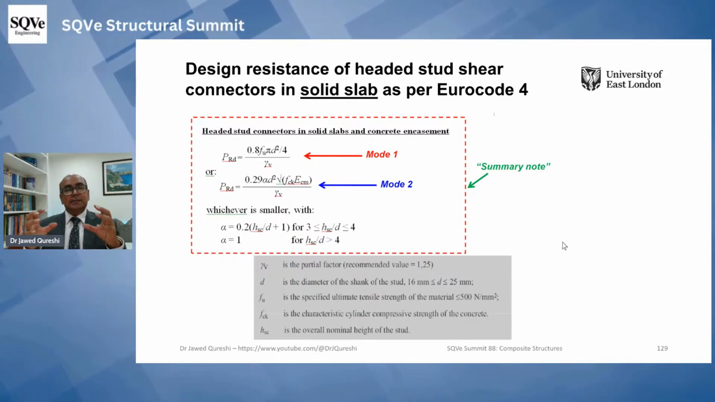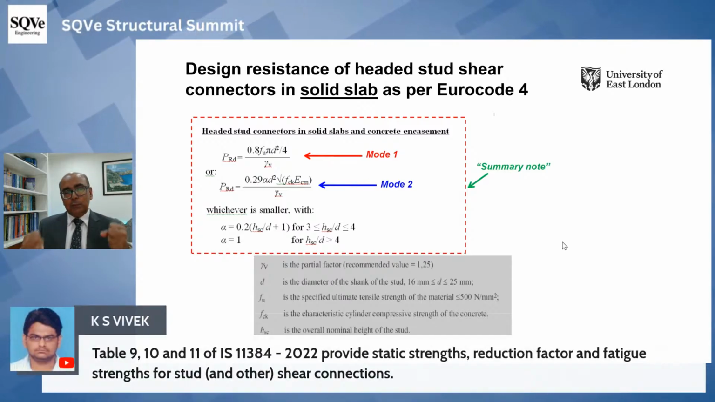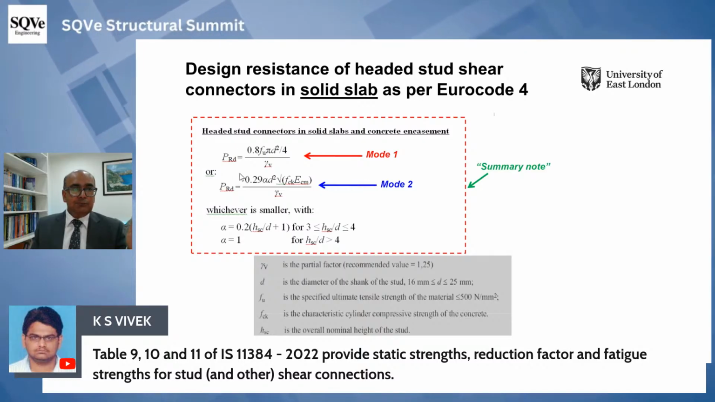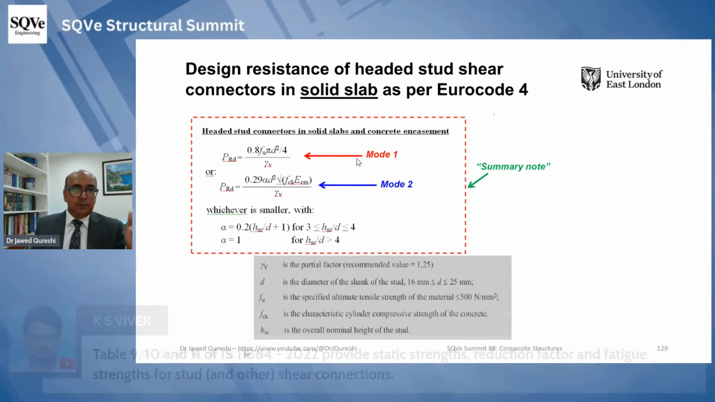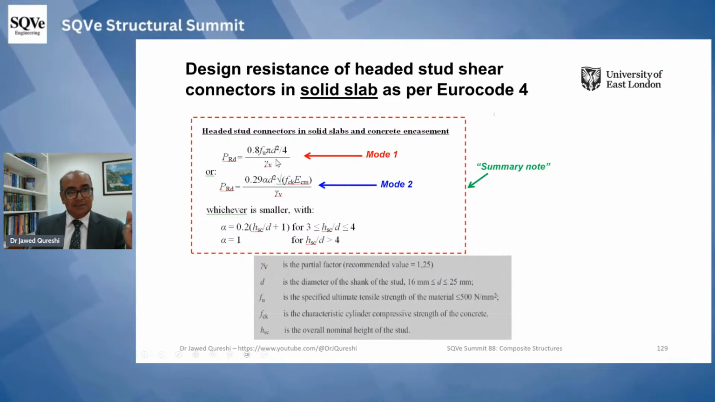Understand that once we have these failure modes, we can relate them to design formulas. Here, the first formula, PRD, is for mode 1, which means the steel is failing. Here, FU is the ultimate strength of the shear stud, and D is the diameter of the shear stud. It is just valid for headed round shear studs, not other shear studs. So steel is failing in mode 1.